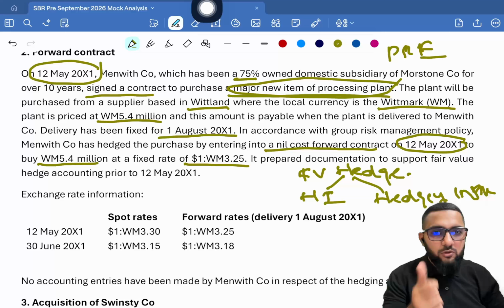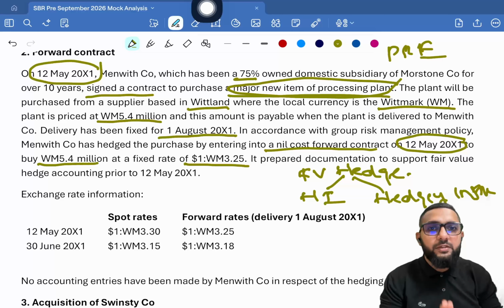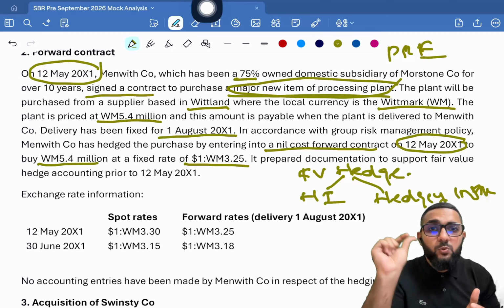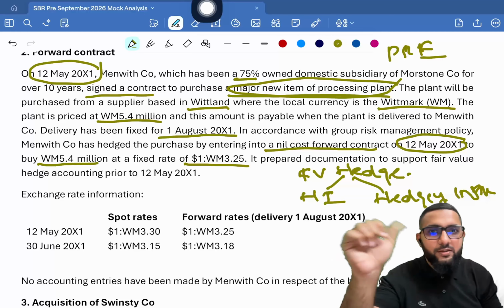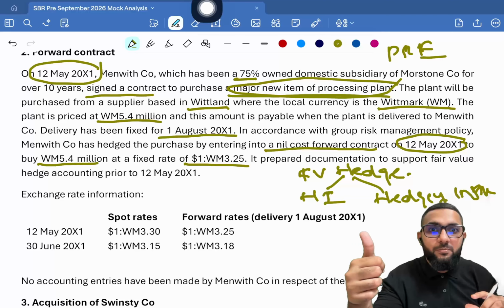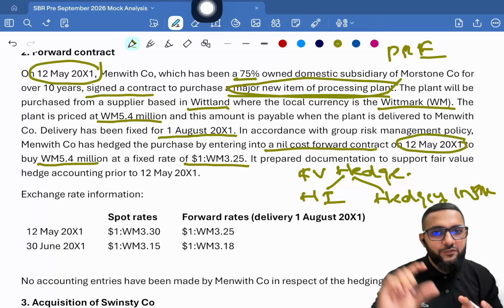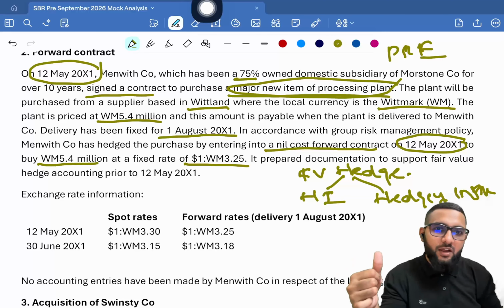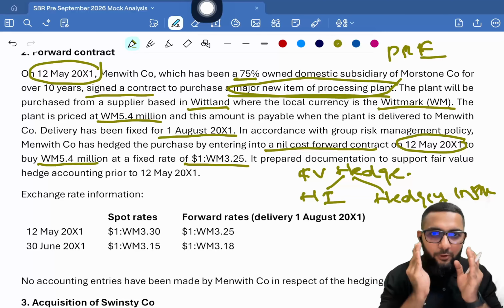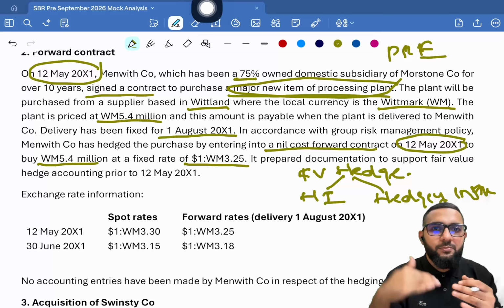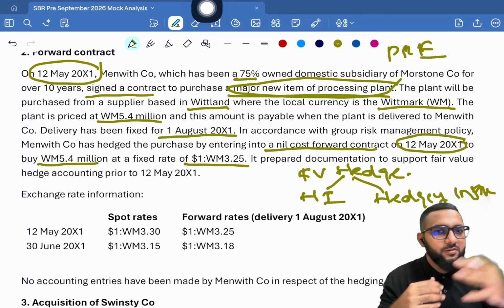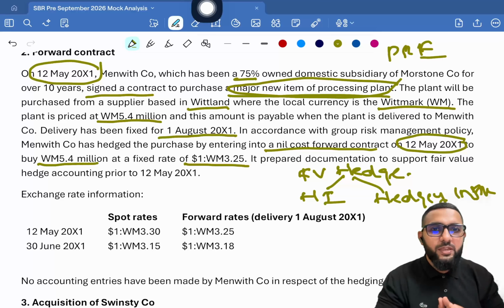Now, when there is a forward contract, it is an obligating commitment. Your commitment is a lock-in rate. If things work favorably, you can't take that advantage. If things work unfavorably, you are safe anyway. So you are at risk if things work favorably, and you are safe when things work unfavorably. But this is a lock-in rate, 3.25. Whether the rate becomes 3.15 or 3.35 doesn't matter. You are still going to pay based on 3.25.